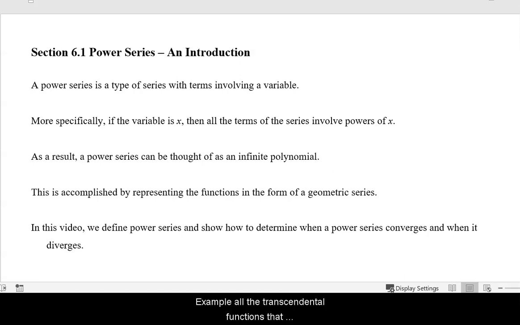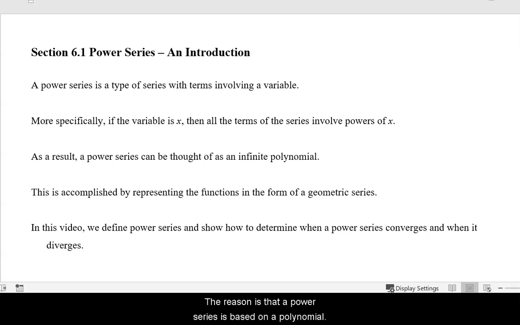For example, all the transcendental functions that we know so far, such as sine, cosine, tangent, e to the x, natural log of x, arctangent of x, all of these can be represented as power series. This is what makes power series so powerful.